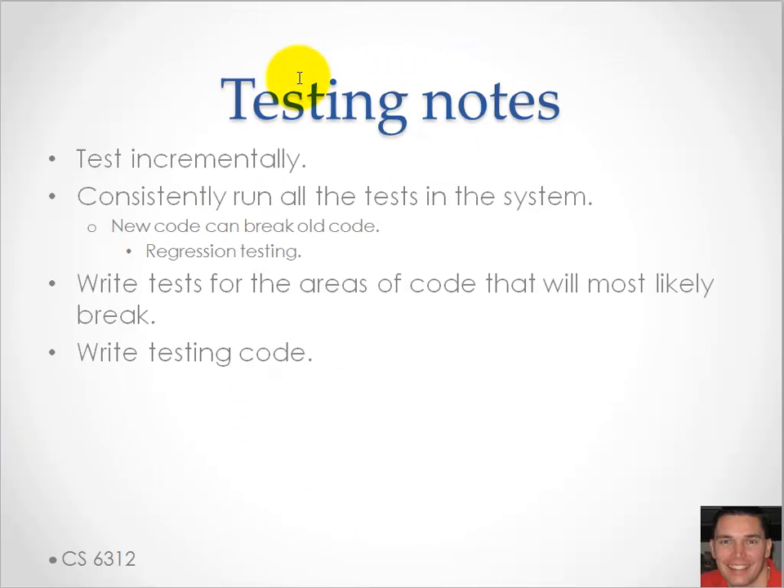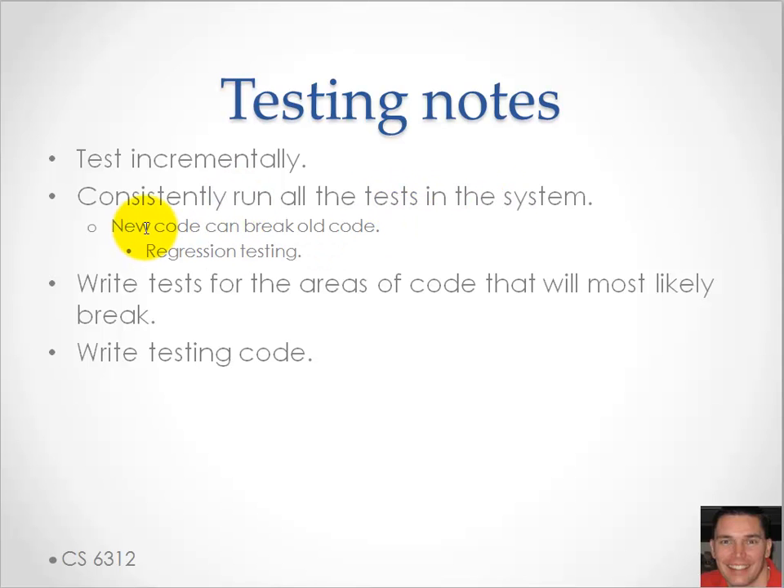Now, just some notes to keep in mind as you are testing. One is to test incrementally. In other words, test as you are writing your software. Don't write it all and then come back and test. As you're writing a method, test that. There's even a school of thought out there called test-driven development, where you write your test cases first, you write your automated tests first, and then you let that guide you in actually coming back and coding your method.